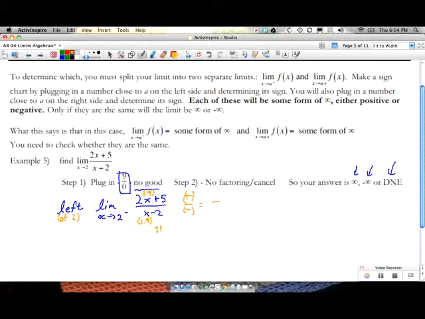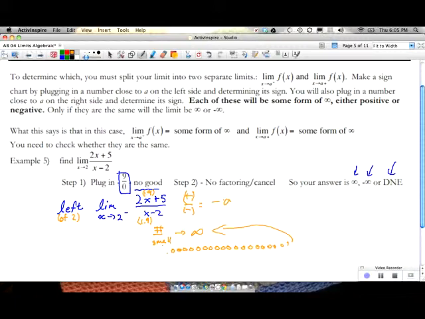Now we know that when a number is divided by something really, really tiny, it goes off to infinity. And if you don't believe me, try it in your calculator. Take a number and divide it by something really small, like 0.00000000000000000000001. When you do that, you get something really big.